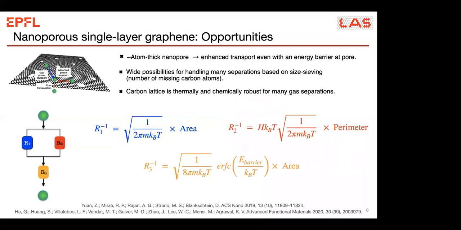Okay, so our first example is nanoporous single layer graphene, and we like to work with this material, of course, because if you look at a nanopore of graphene, which you can make by removing a few carbon atoms from the graphene lattice, it's essentially atom thick. What it means is the gas can transport directly from the feed side to the permeate side, right?